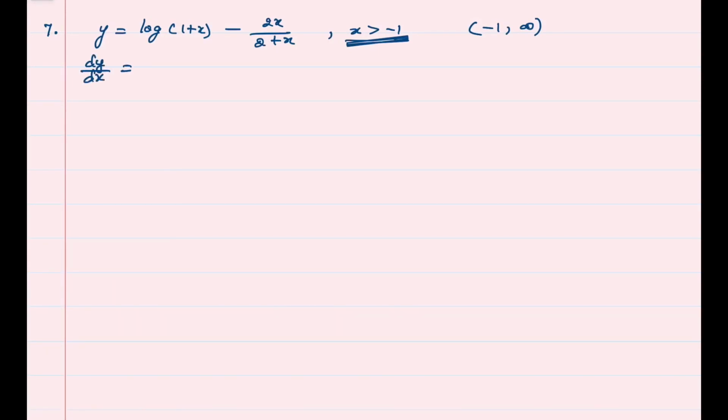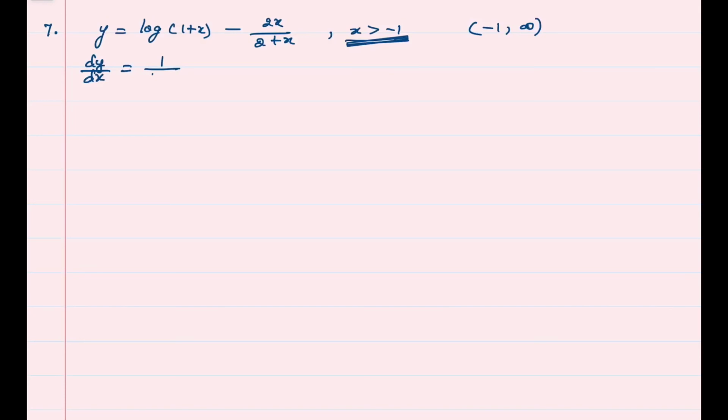Question 7. Show that y equal to log of 1 plus x minus 2x upon 2 plus x, where x greater than minus 1, is an increasing function of x throughout its domain. The domain of the function is given here. X should be greater than minus 1. That means the domain is minus 1 to infinity. Let us find the derivative dy by dx.